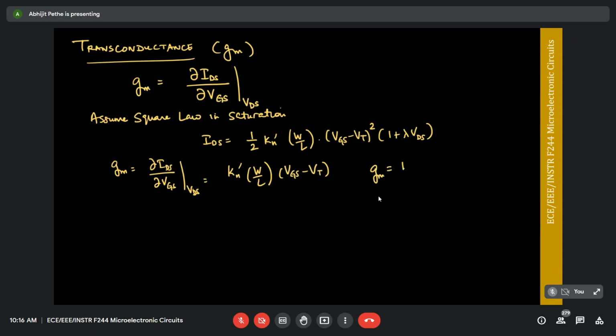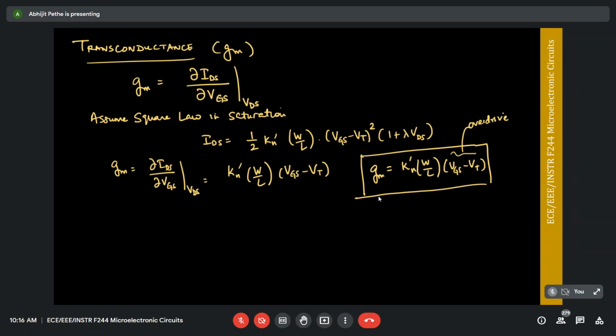It's important here. So GM is proportional to VGS minus VT. So this is known as the overdrive of the transistor. That is, it's a measure of how much the transistor is turned on beyond the threshold voltage, right? So the transconductance of the amplifier can be increased either by increasing the size of the transistor, or by increasing the overdrive of the transistor, right?